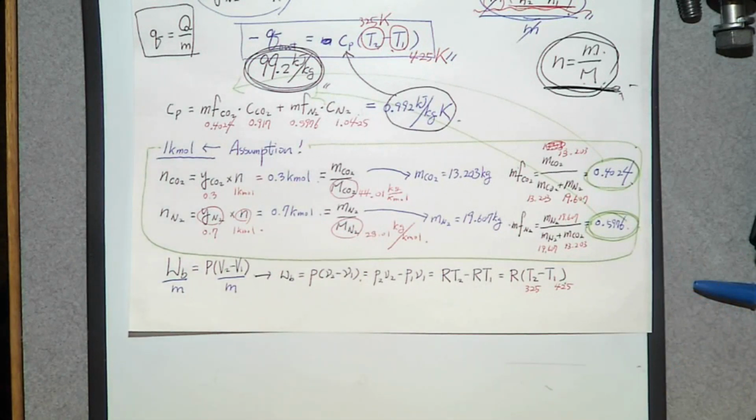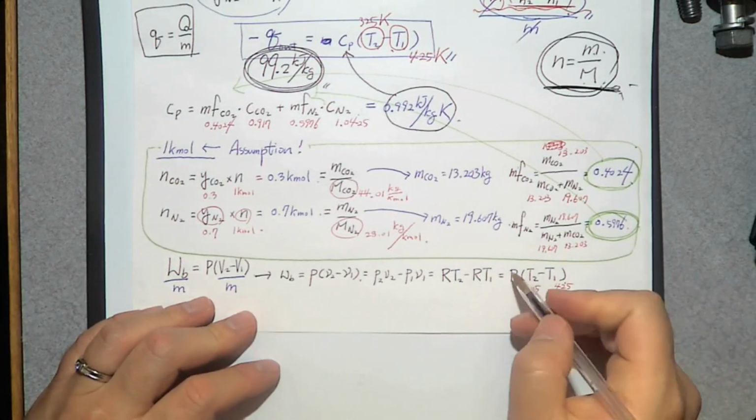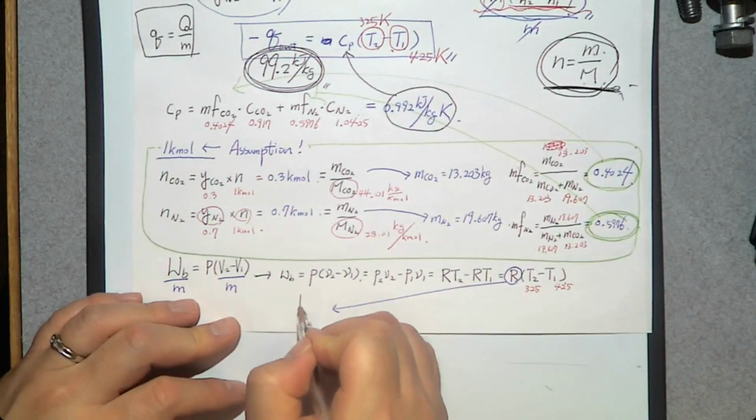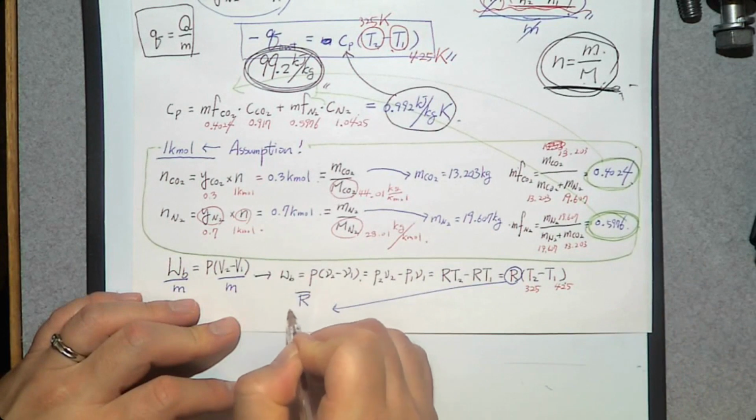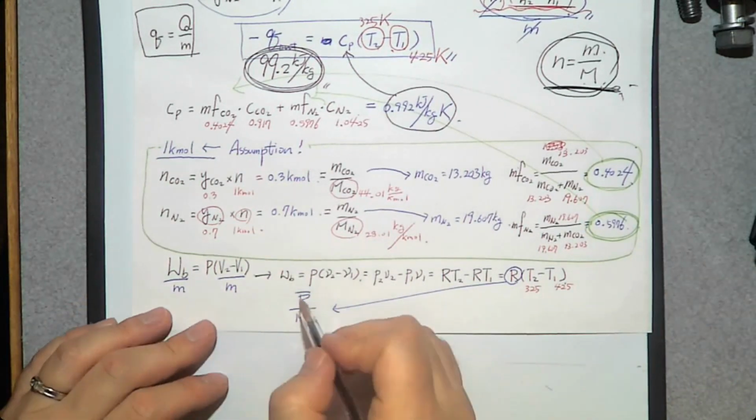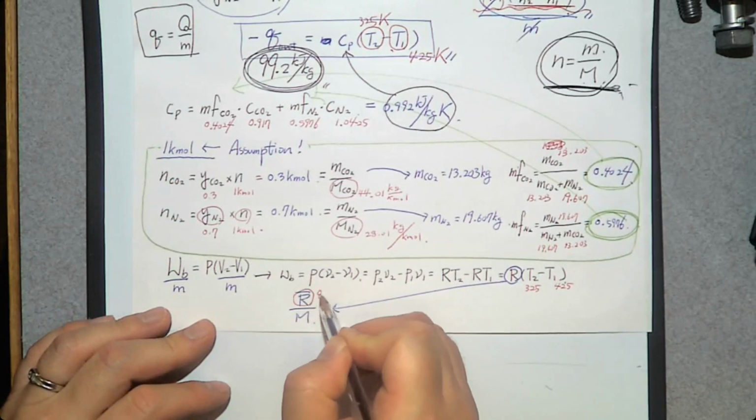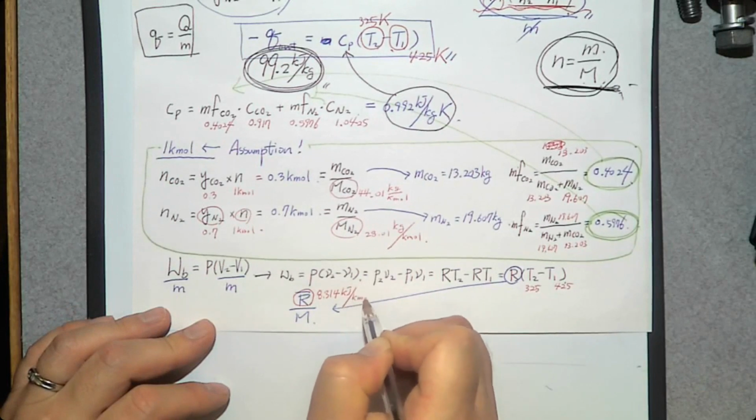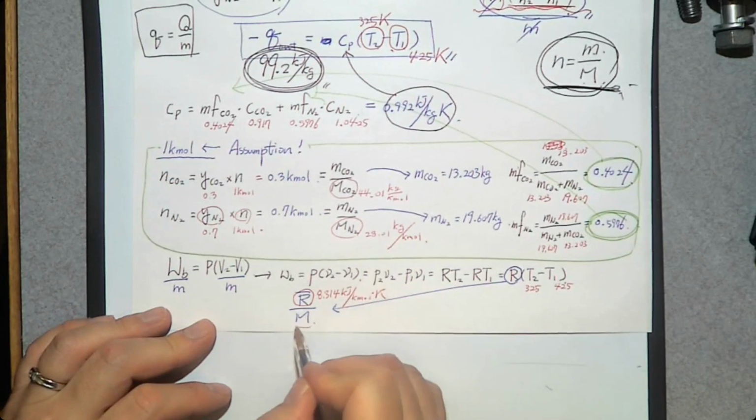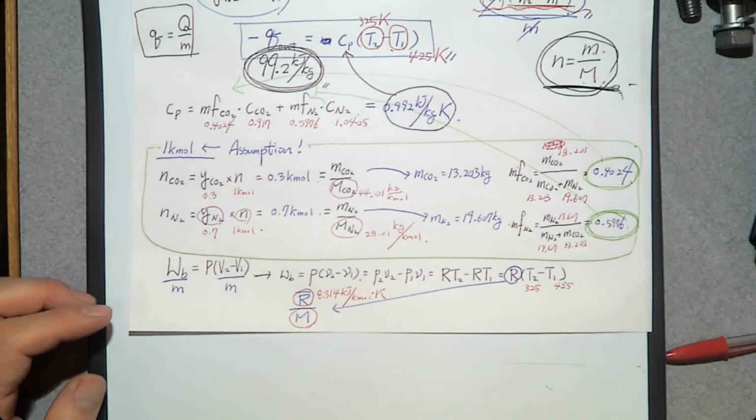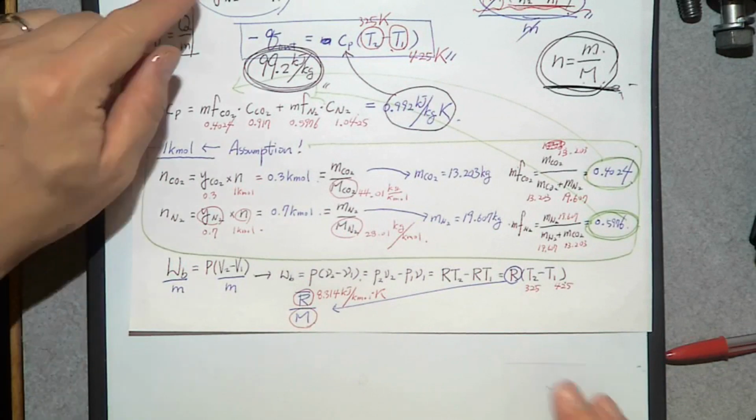How can we determine gas constant R? This R can be determined by the universal gas constant R bar divided by molecular weight. Then what is R bar? Always 8.314 kilojoule per kilomole Kelvin. What about molecular weight? We know how to determine it. We have a mixture.